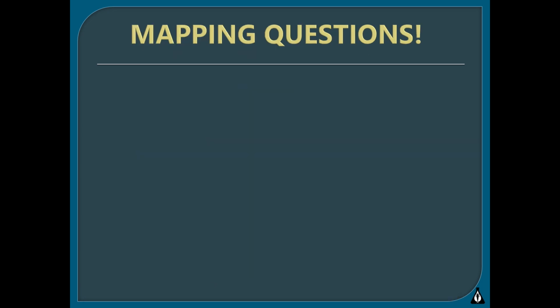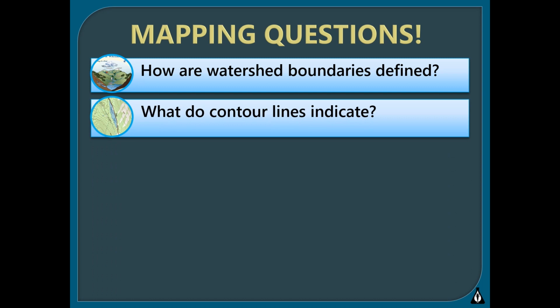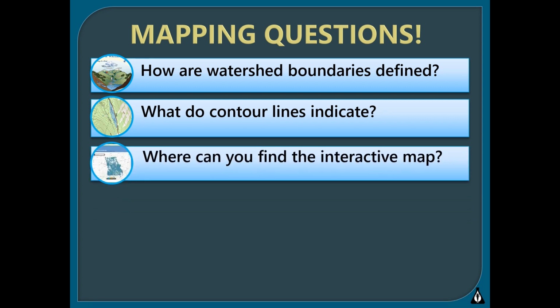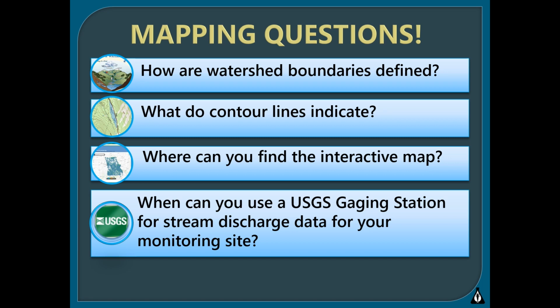Alright, let's wrap it up by going over some review questions. How are watershed boundaries defined? They're defined by the highest elevation points that are surrounding a specific drainage area. What do contour lines indicate? They indicate relief or elevation changes on the Earth's surface. Where can you find the interactive map? You can find it from the Stream Team website. When can you use a USGS gauging station for stream discharge data for your monitoring site? You can use it if it's located within a half a mile of your site and there are no inputs or outputs coming into your site.